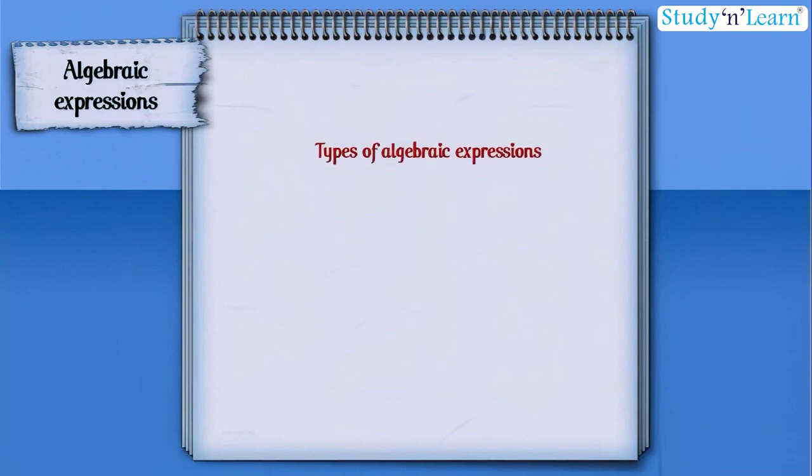Types of algebraic expressions. On the basis of number of terms, we can categorize them into 4 categories. 1. Monomial. 2. Binomial. 3. Trinomial. 4. Polynomial.